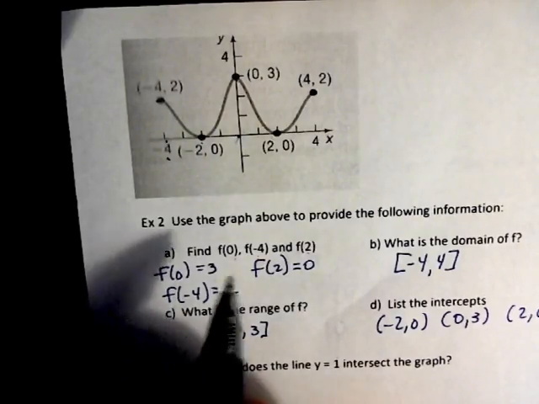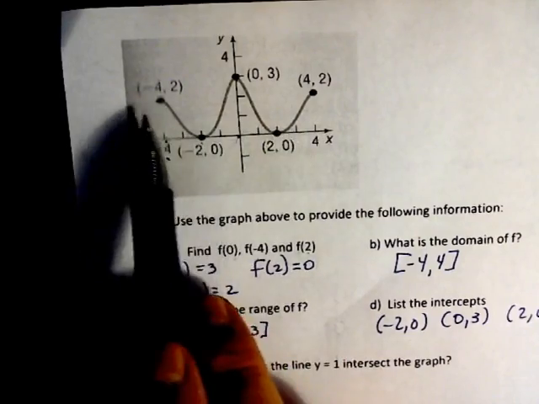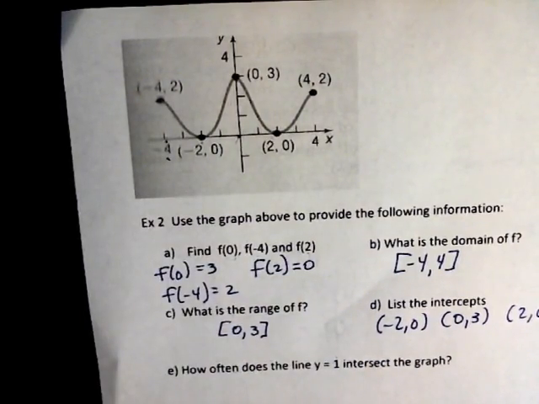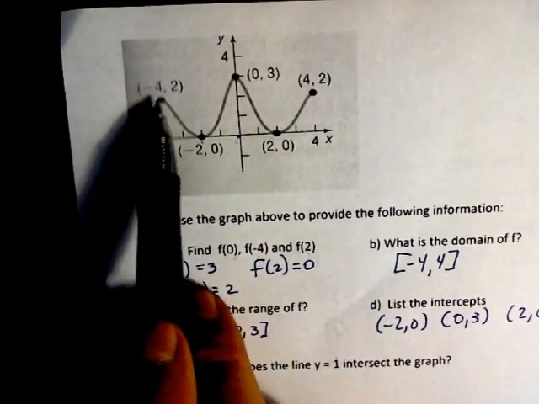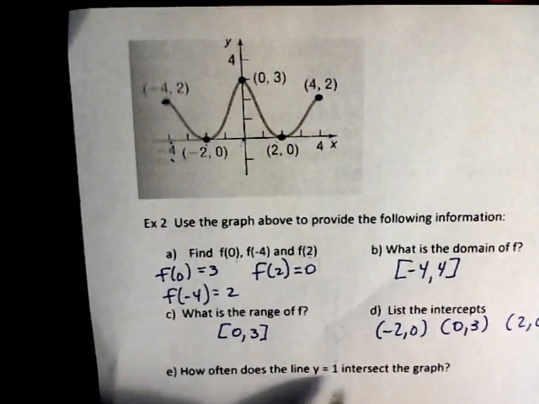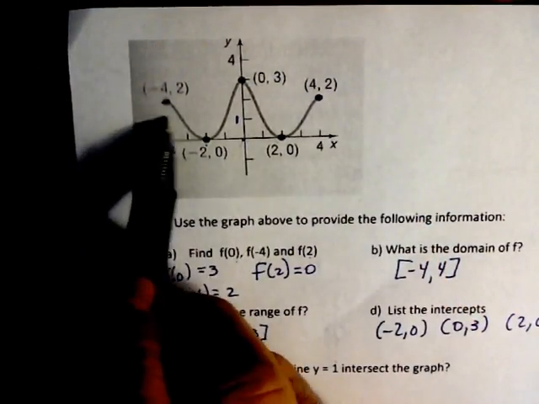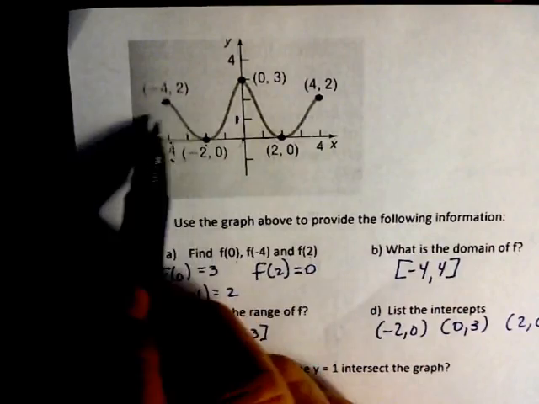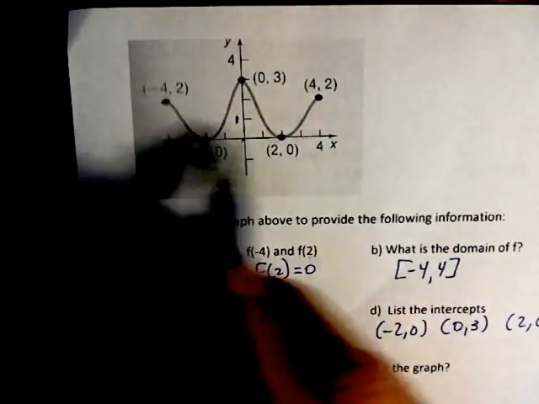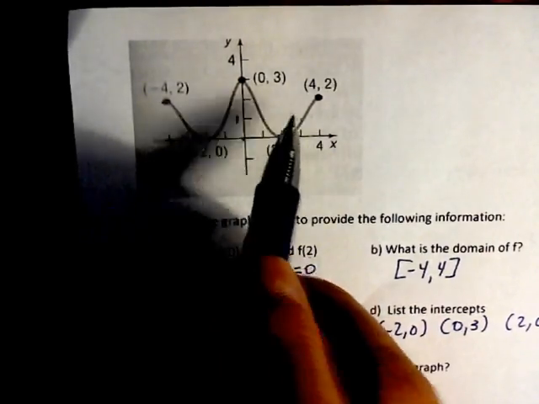So far, it's been fairly straightforward as to what points we're looking for, domain and range. It's not always that straightforward, but this is hopefully so you can get the hang of what you're looking for. Part E, we want to know how often does the line y equal 1 intersect the graph. Well, here's where y is 1. So if I draw this line, and I don't want to mess up the graph right now because I'm going to mess it up here shortly, but if I look at it, it would cross 1, 2, 3, 4 times.